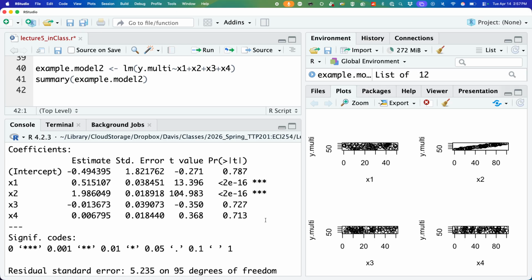Okay. Volunteer to help me interpret these results. Who wants to walk through this table with me? Anyone? Yes. So the intercept value is negative 0.5, but it's not significant. Then x1 is about 0.5 and it's significant. x2 is about 2 and it is significant. And it makes sense because we hard coded it. And then x3 and x4 are close to 0. Not significant. Yeah, exactly, right.